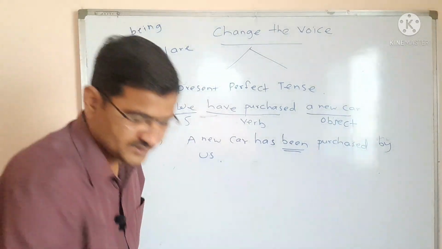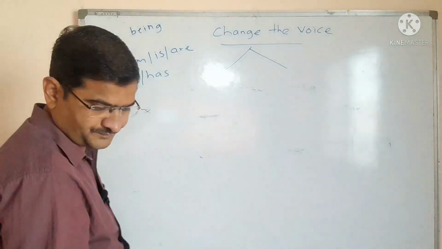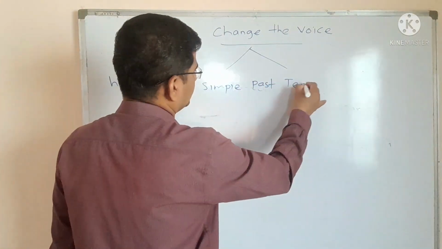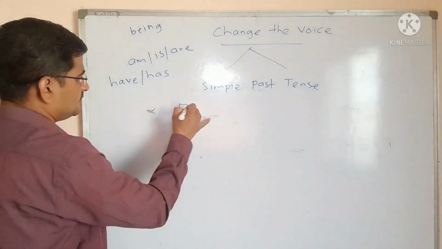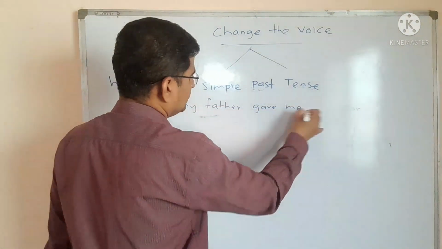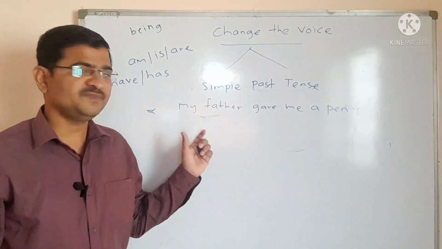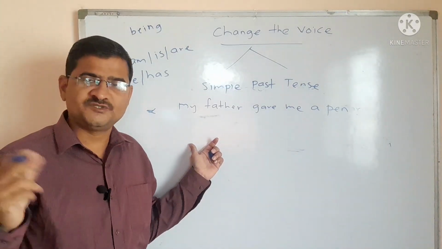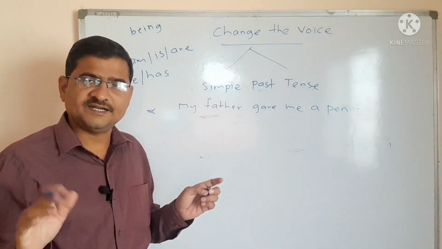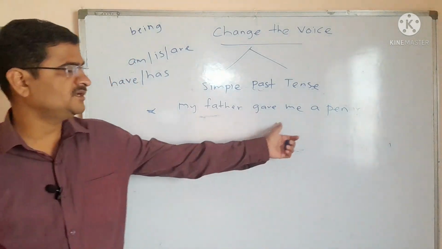Now we will study the change the voice of simple past tense. Simple past tense. My father gave me a pen. Sometimes we are provided two objects. Okay, in this sentence there are two objects. One is a direct object, another is an indirect object. Okay, my father gave me a pen.